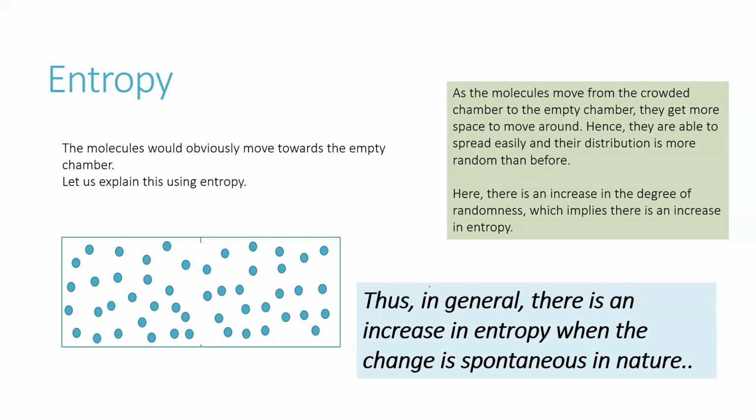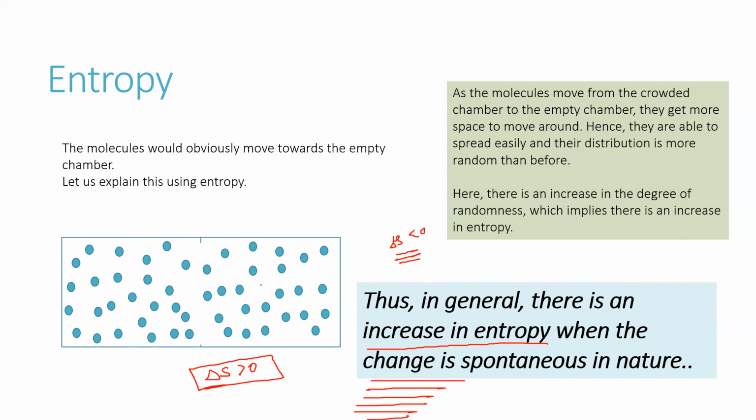Thus, in general, keep this in mind that there is an increase in entropy when the change is spontaneous in nature. Mathematically, this is written as delta S is greater than 0 for a spontaneous change. For a non-spontaneous change, delta S is negative.